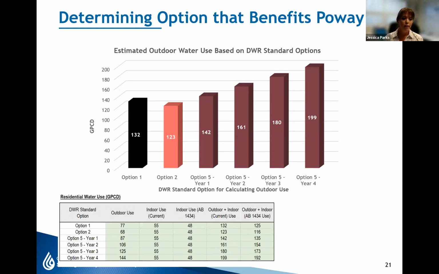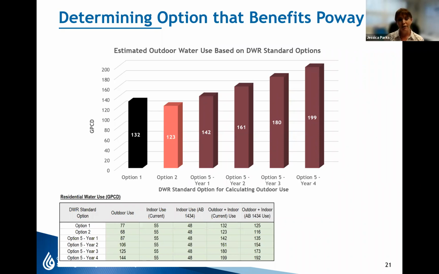The other thing we wanted to look at though was how does this calculate into also the indoor residential side of things? So you can see in the table below, we put in the 55 gallons per person per day. But with any kind of legislation that was also being proposed at the time, we also wanted to look at what would that look like as well. So this table here kind of just shows you what Poway would be looking at as far as the indoor and outdoor water allocations from the state if we did the 55 or if it was a different number, which here we were going off the AB 1434, 48 gallons per person per day.